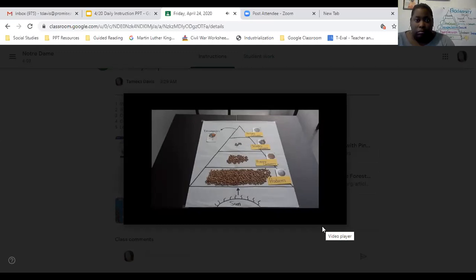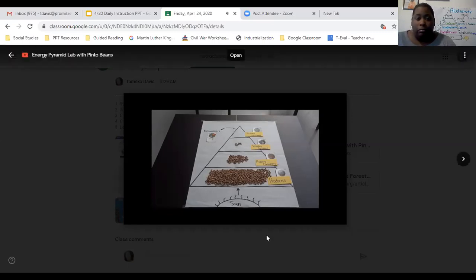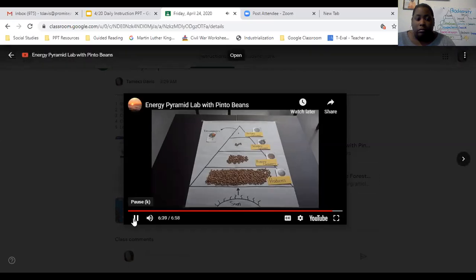Next, we need to figure out how many beans we should move to the next level. We know that tertiary consumers eat secondary consumers. Therefore, tertiary consumers will gain their energy from our secondary consumers. We also know that only 10% of energy is transferred from one level of the energy pyramid to the other, so we are going to move only one bean up to our tertiary level to represent the energy transfer from our secondary consumers to our tertiary consumers. I have moved one bean from our secondary consumer level to our tertiary consumer level. Now our energy pyramid is complete.